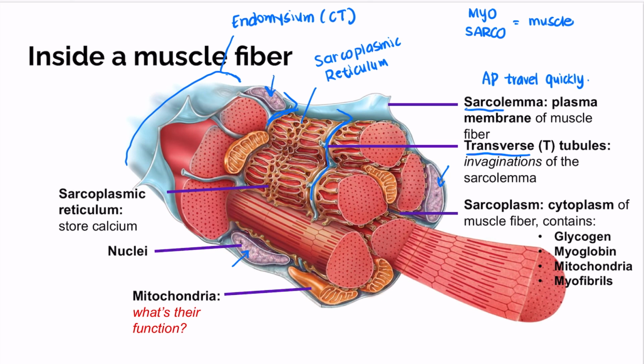We have mitochondria. What are their function? And then we have these long myofibrils bundles. And these are going to be what contract when we contract our muscles. They're going to be what shorten when we contract our muscle. The cytoplasm of the muscle fiber is not called the cytoplasm. It's special. It has different things in it, so it's called the sarcoplasm.